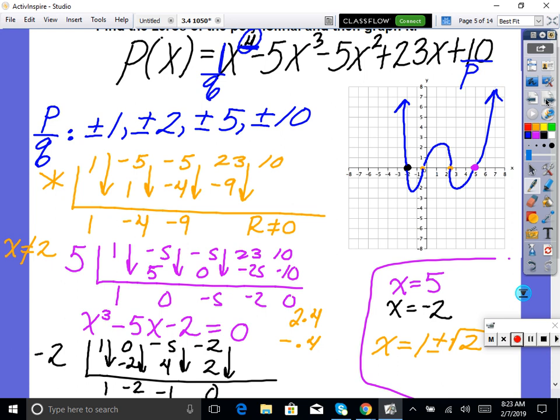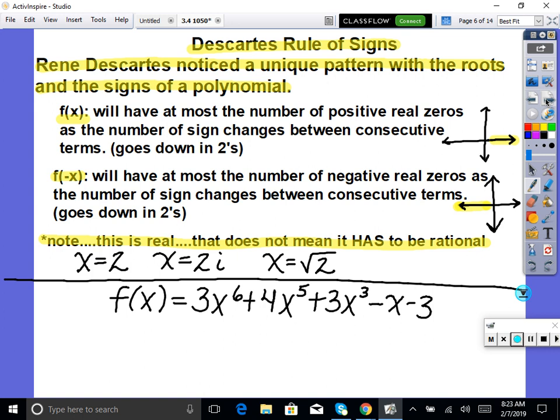Okay, learning another thing here, a new theorem. Okay, so Descartes' rule of signs. Start writing this down. So René Descartes is a mathematician clear back in the day, before calculators and a long time ago, when they had to do stuff by hand.